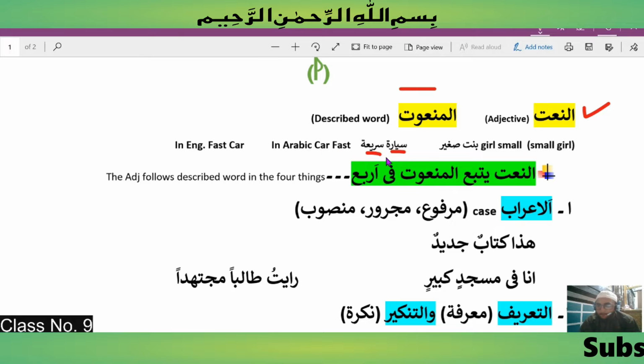Okay, but it's not correct, I am just telling the meaning of words. Just like here, bintun صغير. The meaning of this sentence is small girl. Bintun is girl and صغير is small. So the first one is منعوت. Look here, سيارة car is منعوت and سريعة is نعت. So نعت follows منعوت.